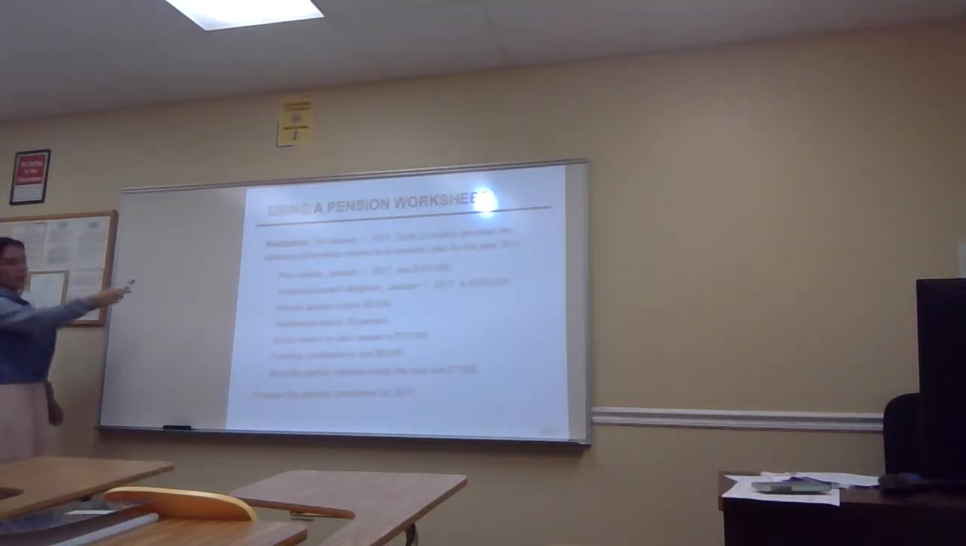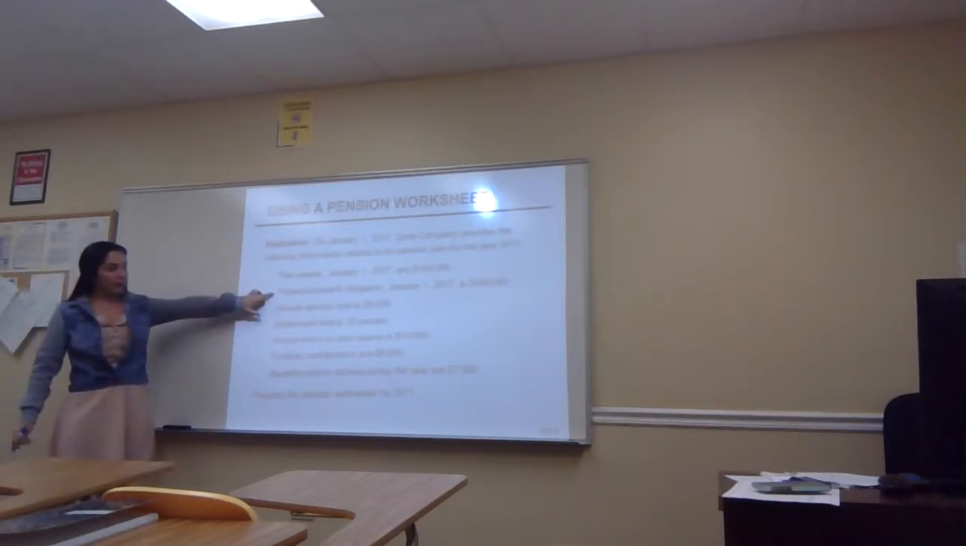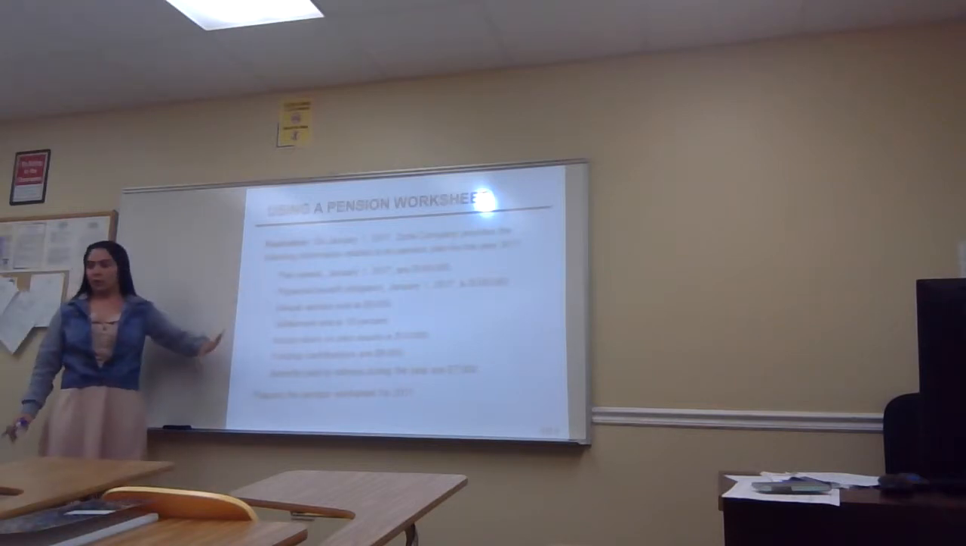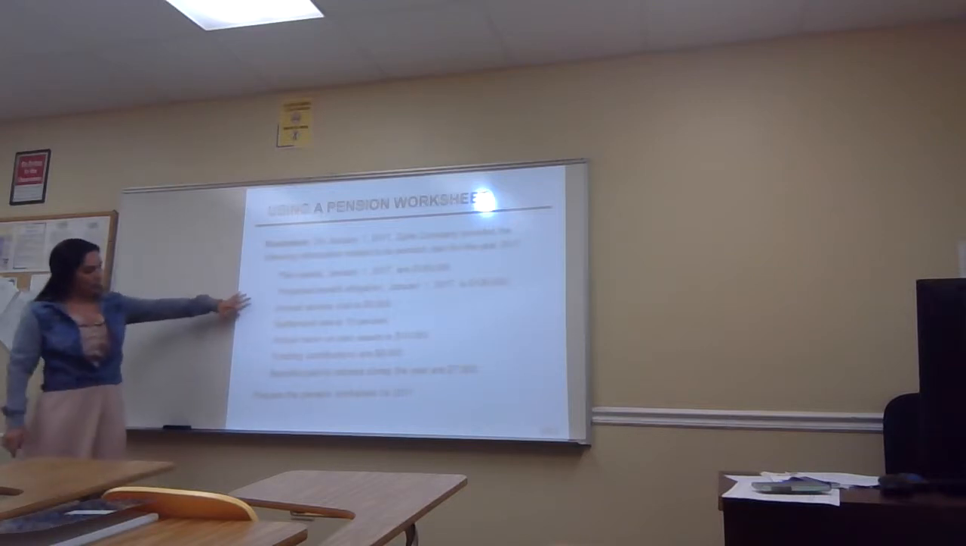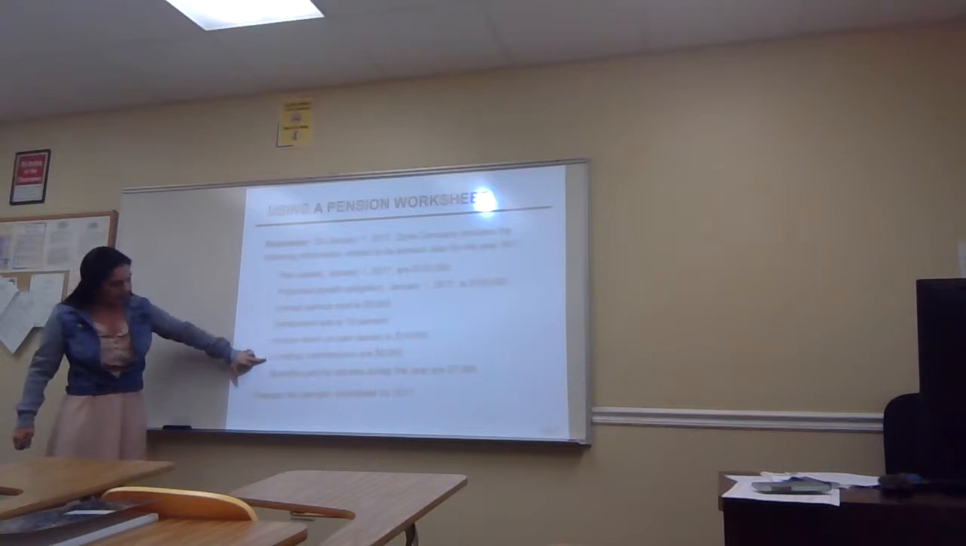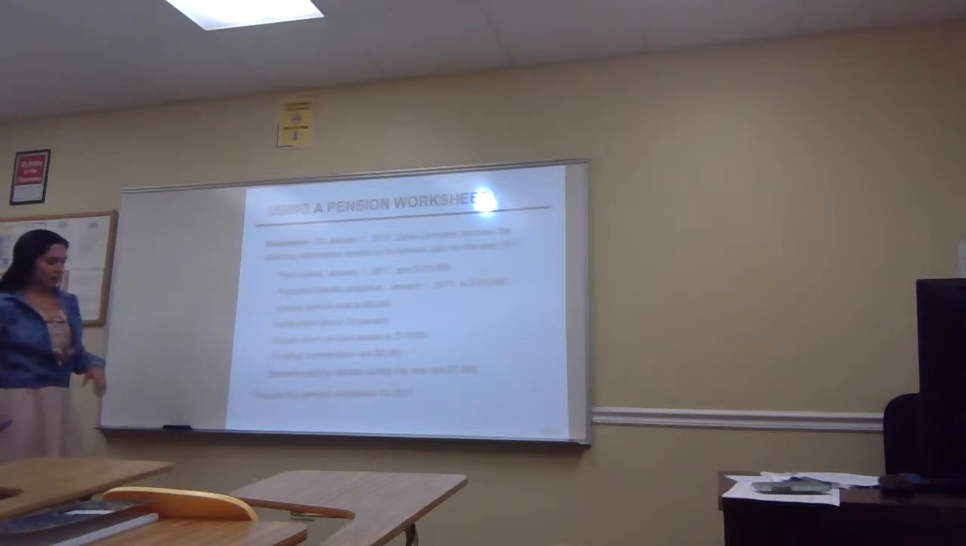So right here, it tells you that at the beginning of the year, January 1st, 2017, our plan assets, so our administrator, is holding $100,000. They're projecting our benefit obligation to be 100. So at the beginning of the year, we're perfect. We have on hand exactly what we need for our employees when they retire. Then these items are going to take place, and we're going to see where we're going to end up at the end of the year.